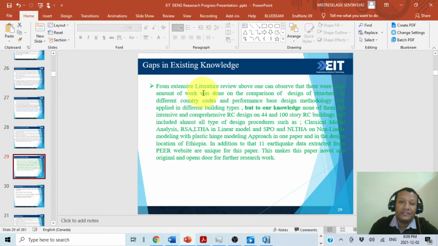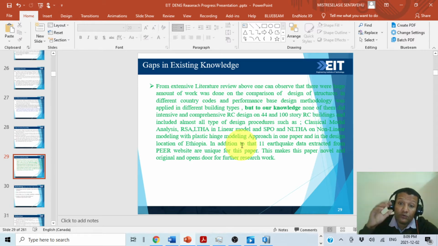Now, the gap in the existing knowledge. Why am I doing this research? The gap: why is this work novel? Why is this work useful at the end of the day? The gap in the literature. From the extensive literature review above, one can observe that a huge amount of work was done on the comparison of design of structures in different countries' codes, and even performance-based design methodology was applied in different building types.